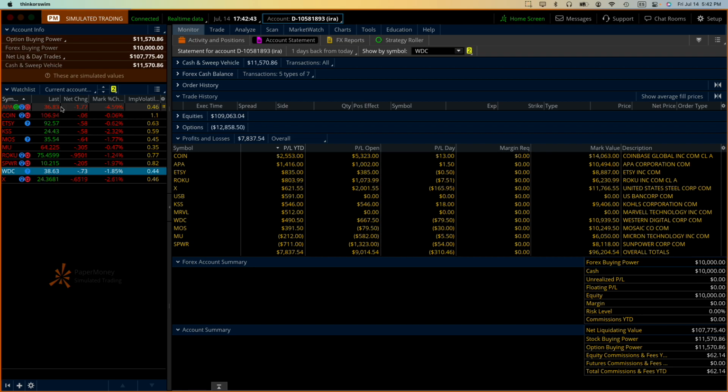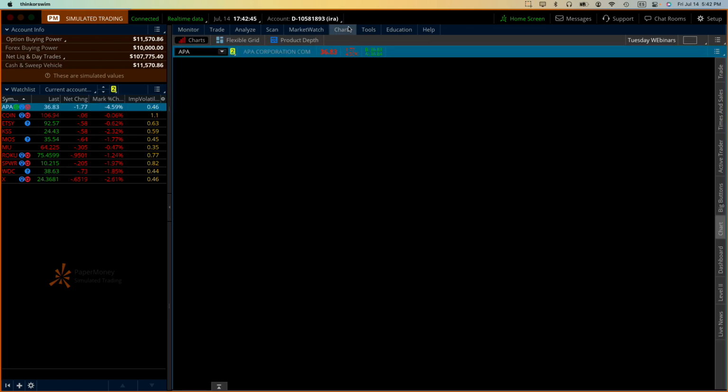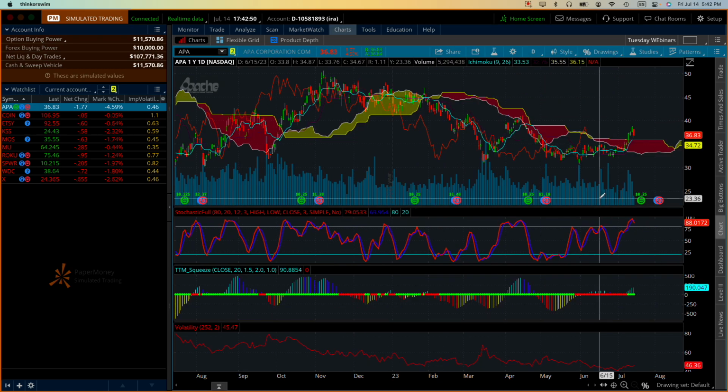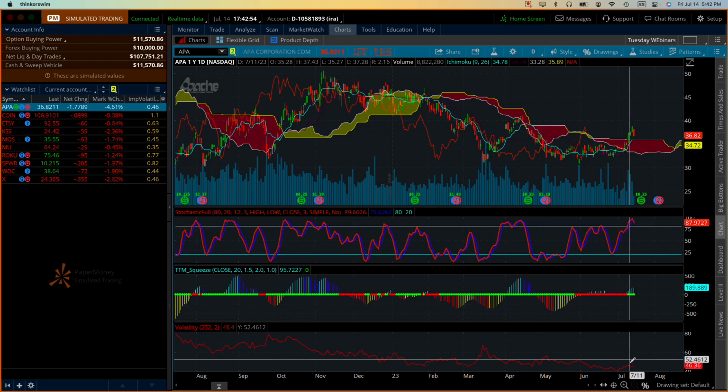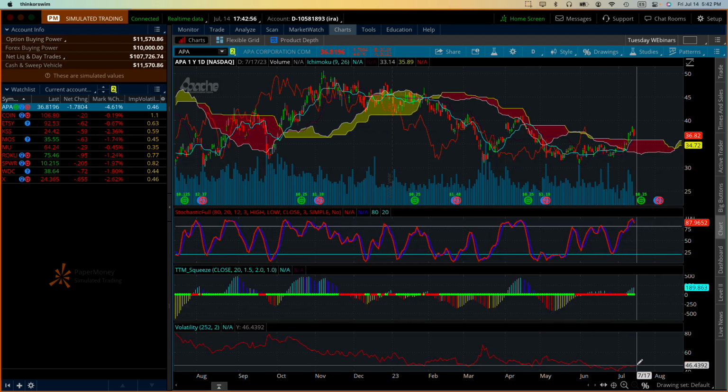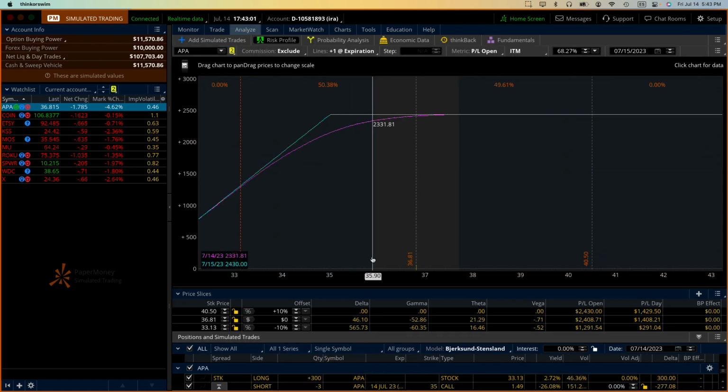Starting with APA, we can look at the chart, see where we are in terms of volatility and stock price and so on. It's pulling back a little bit today, but it's been doing pretty well. The volatility remains pretty high here. So let's go to the Analyze tab and see what we have.